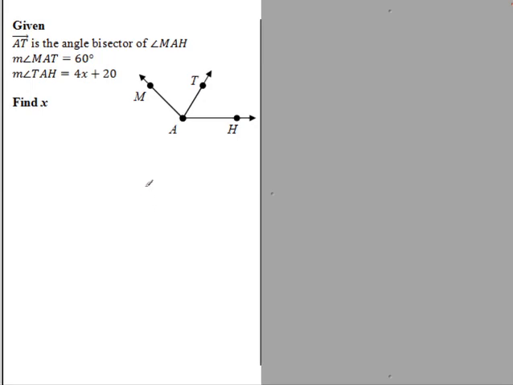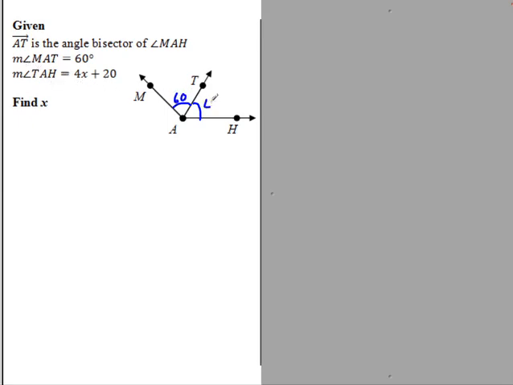Fantastic. Moving on. What are we going to do with this? I love these types of problems. Almost like this proof, I'm giving you information. I want you just to find x. So mark it up here. AT is the angle bisector of MAH. So I mark it right away. Oh, AT cuts it in half? Mark it. They're congruent. There they are. Perfect. So then it tells you the measure of MAT is 60.